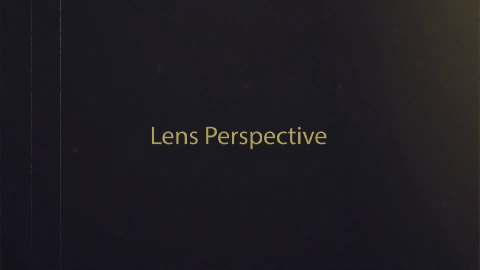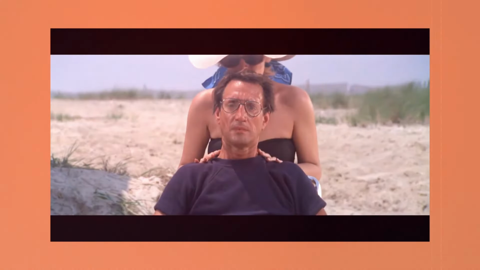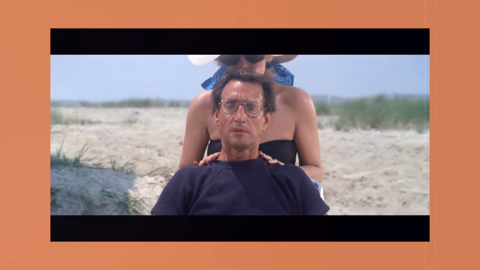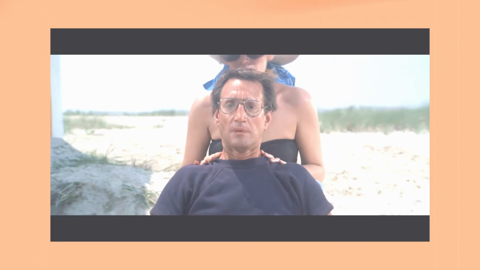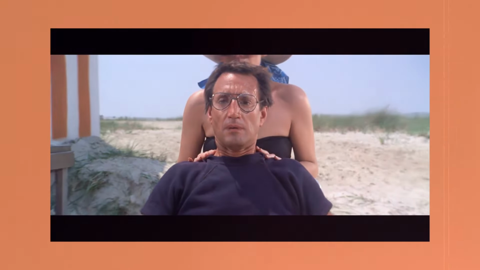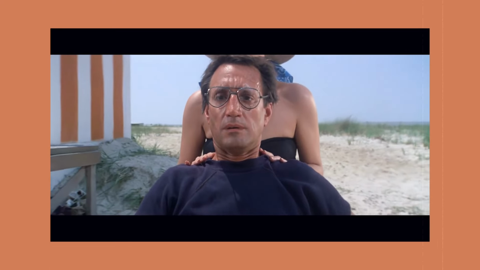Now, let's get into the lens perspective. Wide-angle lenses exaggerate distance and make spaces appear larger. Telephoto lenses compress that space, making things appear closer together. In Jaws, Spielberg used a zoom lens to create that famous dolly zoom effect, making the background seem to rush towards Chief Brody, amplifying his terror. Your choice of lens can psychologically impact how the audience feels.